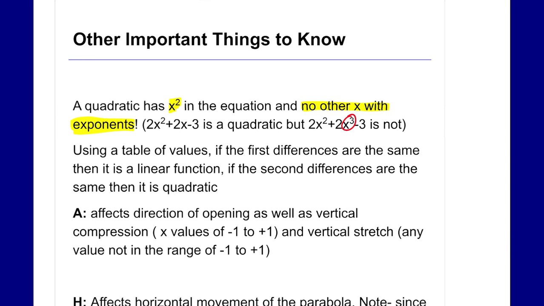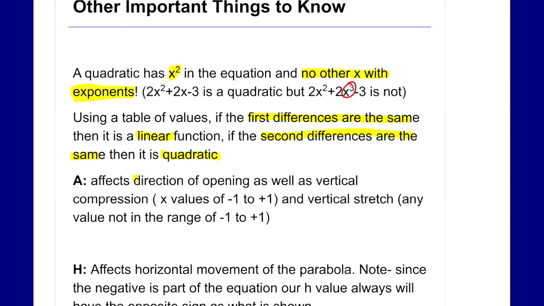If we're using a table of values, remember the first differences are the same, it's linear. And if the second differences are the same, then it's quadratic. The a value tells us the direction of the opening, as well as if there's a compression or a stretch. So again, stretch, we kind of think of it as skinny. Compression, we can think of it as wide.